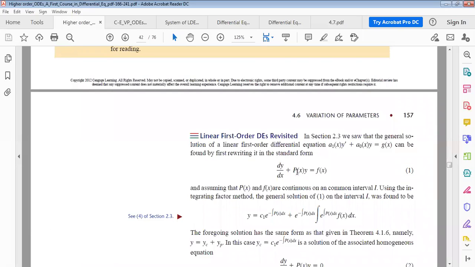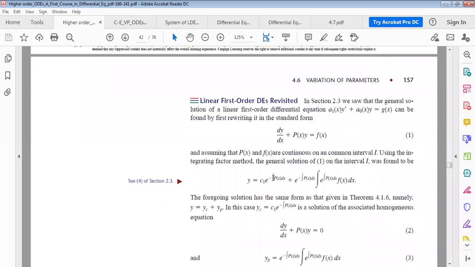This is linear because the right hand side is not 0, and it is non-homogeneous also. This is actually linear but non-homogeneous. So this is a linear first order differential equation, and assume P(x), which was Q(x) in our previous lecture, and f(x) are continuous on some interval I. Using the integrating factor method, we can solve this differential equation.